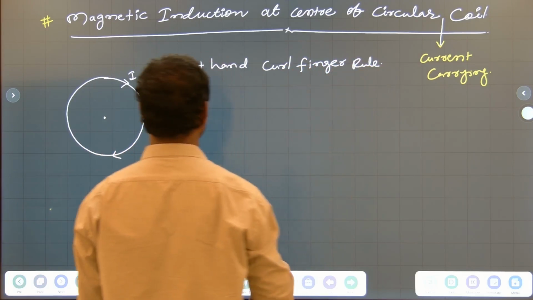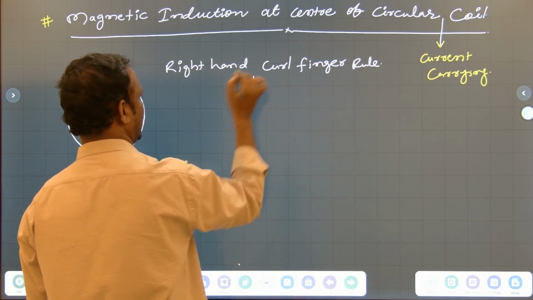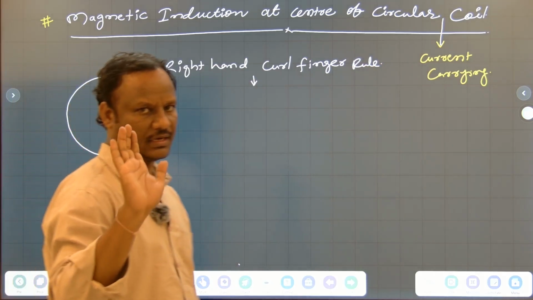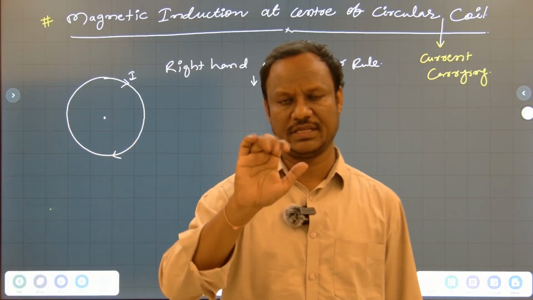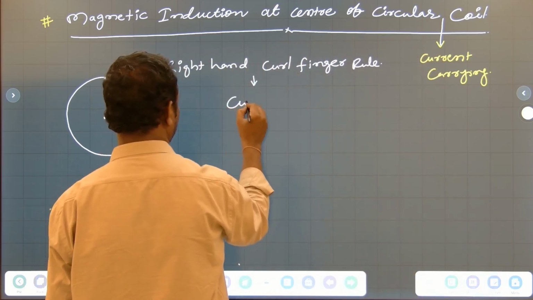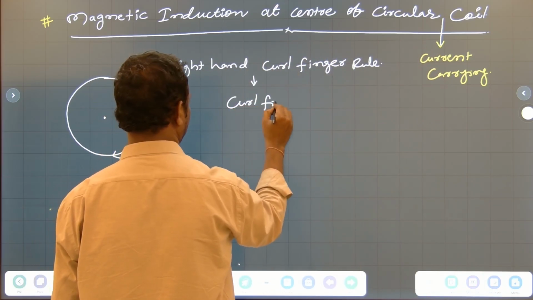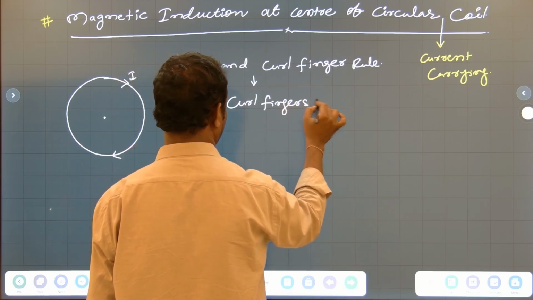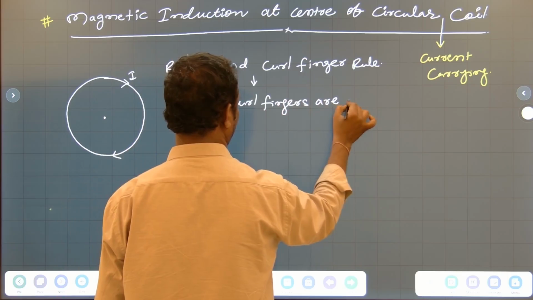So what is the right hand curl finger rule? I am showing this. This is the right hand. For the right hand, curl fingers are in the direction of current.